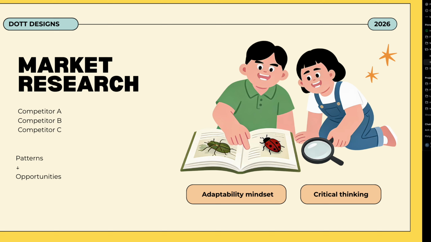Next, I research the market. I start looking at competitors, not to copy them, but to understand the industry. What sections do they all include? What are they doing well? Where are they weak? And more importantly, where is there an opportunity to build something better?